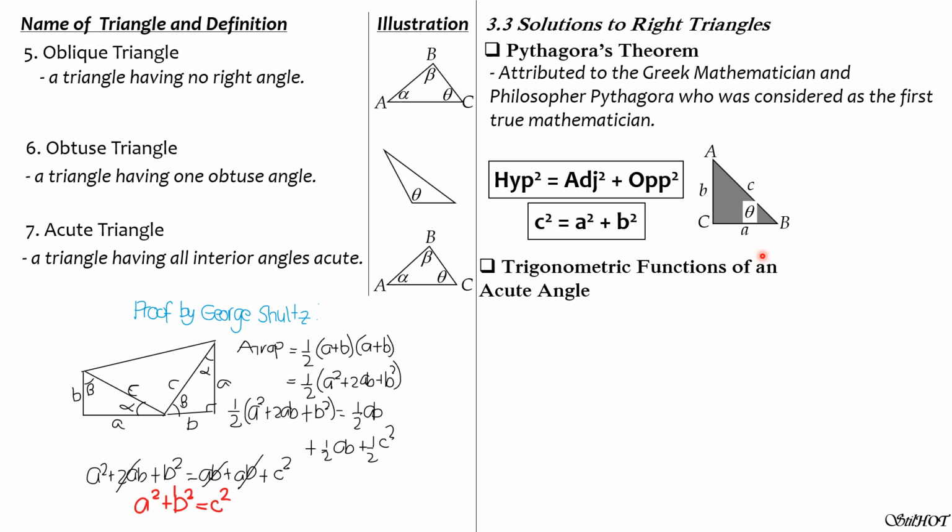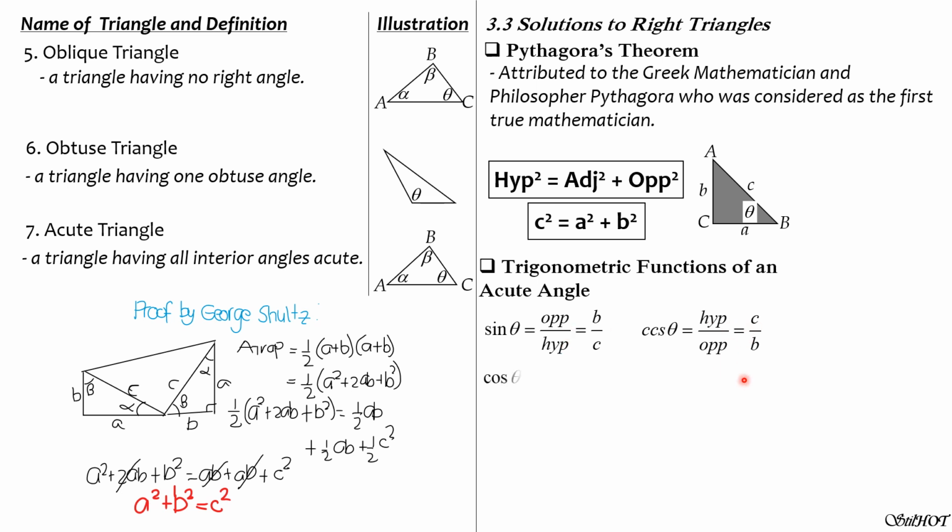That's theta. Next, we have the trigonometric functions of an acute angle. There are 6 ratios here. So first is sine theta, which is defined as the opposite over hypotenuse, and it is equal to opposite to theta b over hypotenuse c. Then we have cosecant theta, the reciprocal of sine theta. So it is hypotenuse over opposite, c over b.